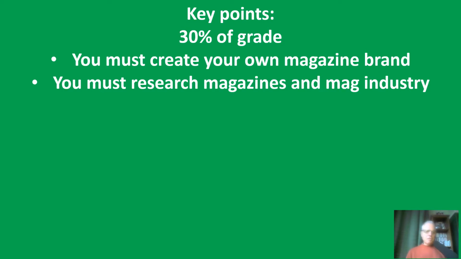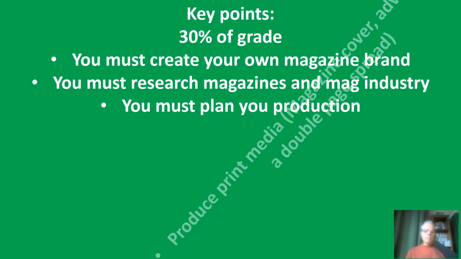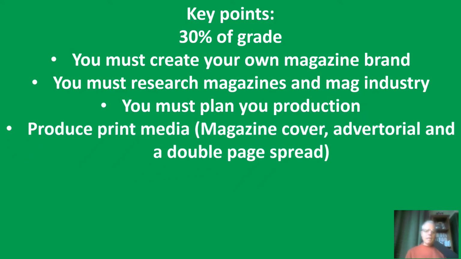But in order to really do this properly, what we've got to do is to research magazines and research the magazine industry. And then we've got to plan the production once you've done that research. But what we're planning to do eventually is create some print media. So this will be a magazine cover for your own magazine that you've come up with the idea for, something called an advertorial, and also something called a double page spread. We'll be looking more at those quite soon.